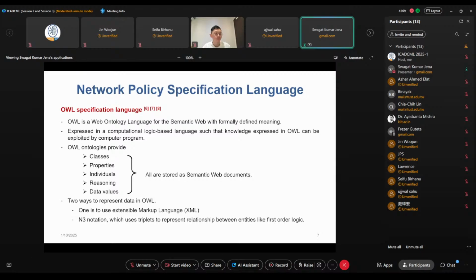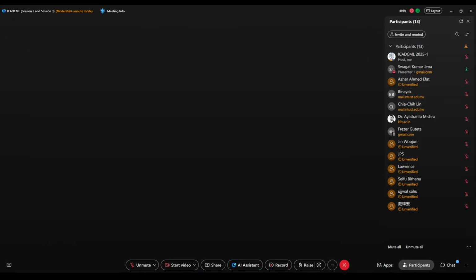There are two ways we can store the data in OWL. One is XML, another is N3 notation, which is a triplet form to represent relations between entities, like first order logic.